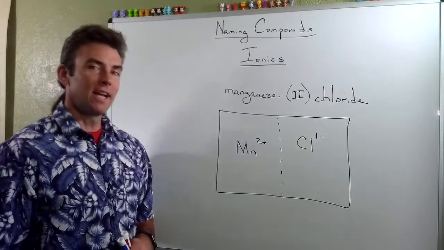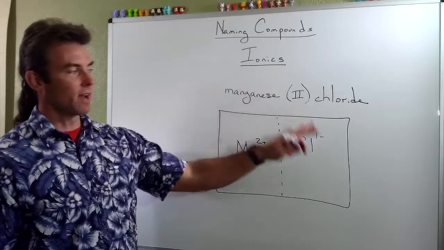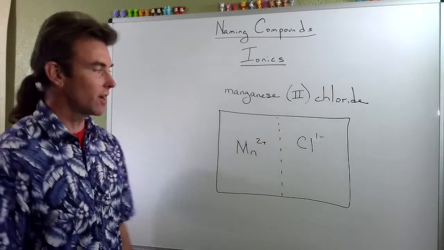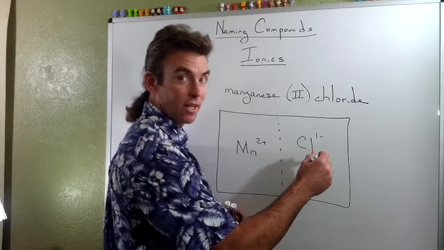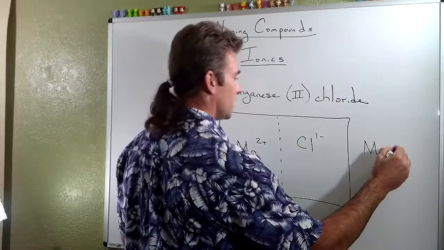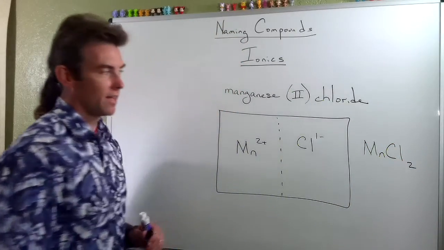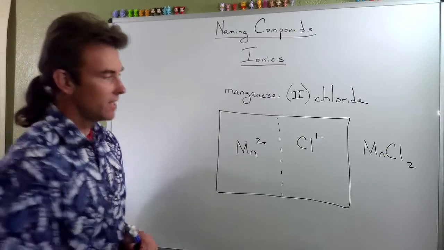And you might recognize that my positive side is not equal to my negative side right now. I have to do a crossy trick. When I do that crossy trick, I will end up with a single manganese and 2 chlorides. So there is the answer.